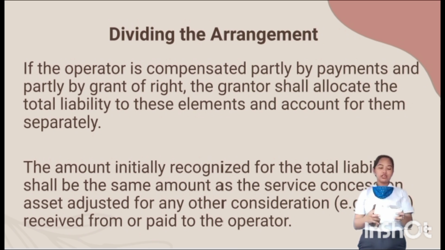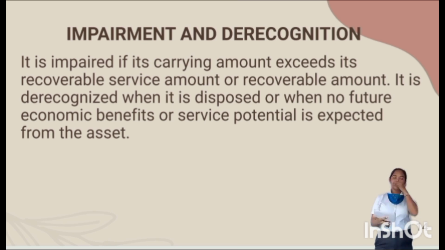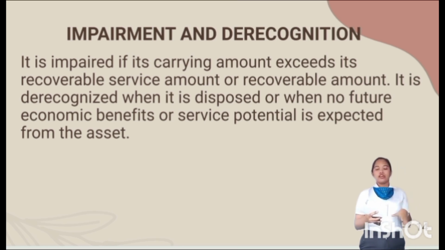So next is impairment and recognition. Lastly, impairment and recognition. If the asset loses value or is no longer in use, standard procedures for impairment and recognition as for property, plant, and equipment or PPE or intangible asset are applied.